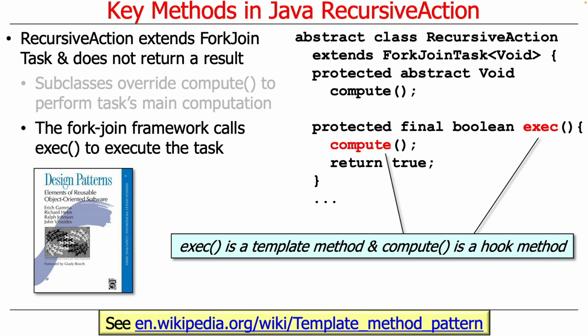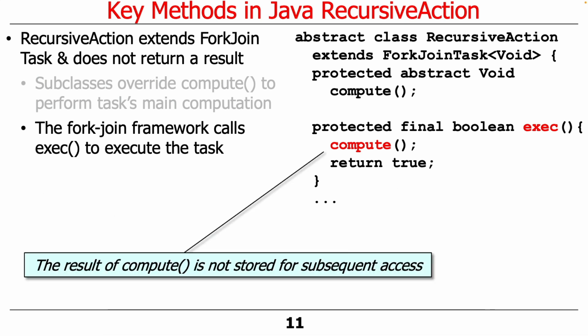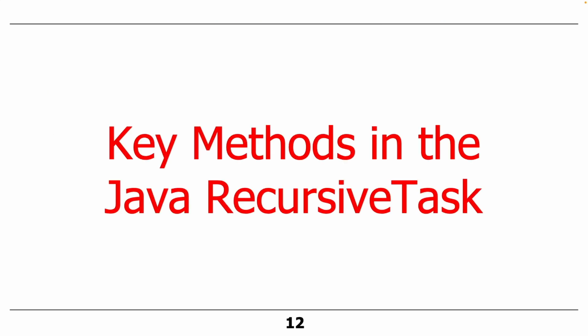So if you look up here, you can see exec is the template method. Compute is the so-called hook method or the implementation method. When exec gets called by the framework, it calls back to compute. You can customize what compute does. So that's the template method pattern, proving once again that patterns are very useful for all kinds of things. And the result of compute is not stored for any subsequent access by design. It's not intended to be.